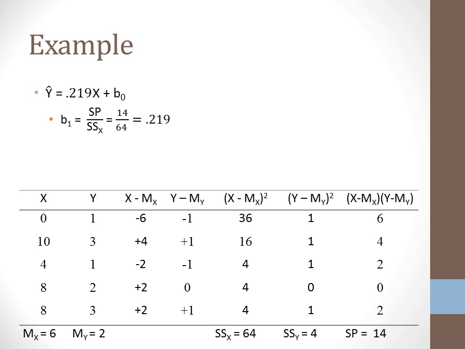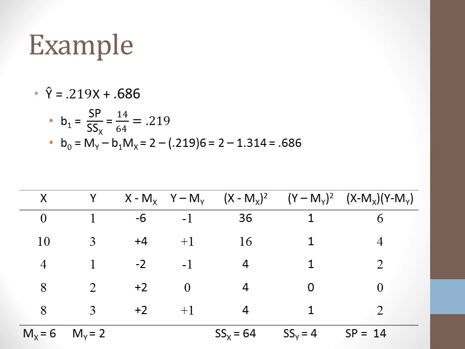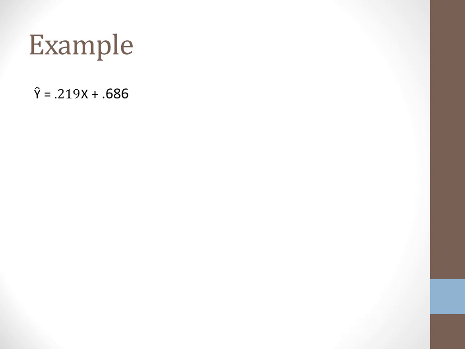Now we need to solve for the intercept. The formula for the intercept, as we mentioned earlier, is simply the mean of the y variable, which we have down here, minus the slope, which we have over here, multiplied by the mean of the x variable, which we have over here. We plug those values in and solve the equation, and we get a value of 0.686. We take that value and plug it back into the equation, and now we have our regression equation.